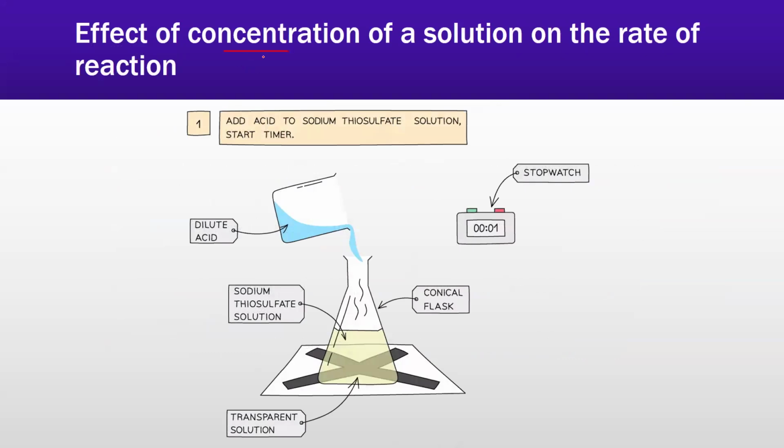अगर मैं effect of concentration देखूं, we know that higher the concentration of reactants, faster would be the rate of reaction. So now we're going to add acid to sodium thiosulfate solution and start the timer. अब मैंने क्या किया हुआ है? Beneath the conical flask, I have a paper with a cross on it. Inside, I have a solution of sodium thiosulfate और ऊपर से मैं क्या डालूंगा? I am going to add some acid. The moment I add the acid, I am going to start my stopwatch.